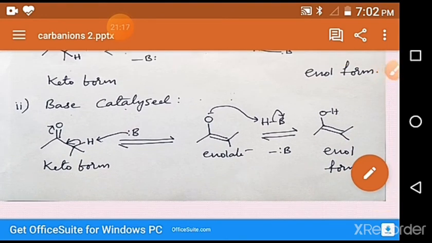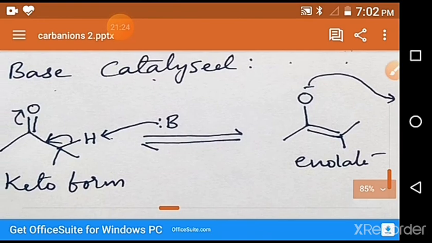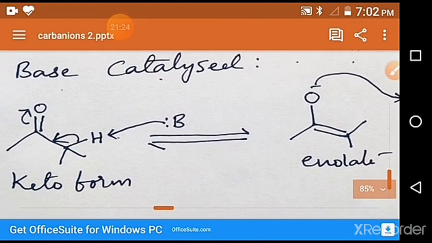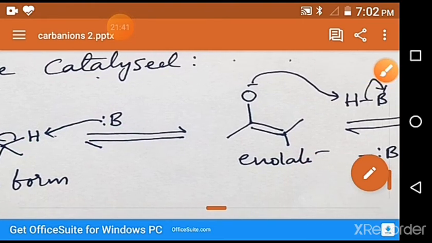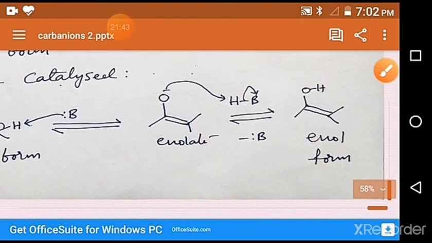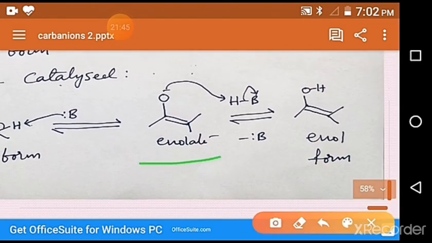So base, what is a base? A base means an electron donor which has an electron pair and negative charge. So this is the base. The base abstracts this alpha hydrogen. What happens? This bond shifts here and this pi bond polarizes to here. Delocalization takes place. So it is the formation of an enolate ion. So this is the enolate ion.